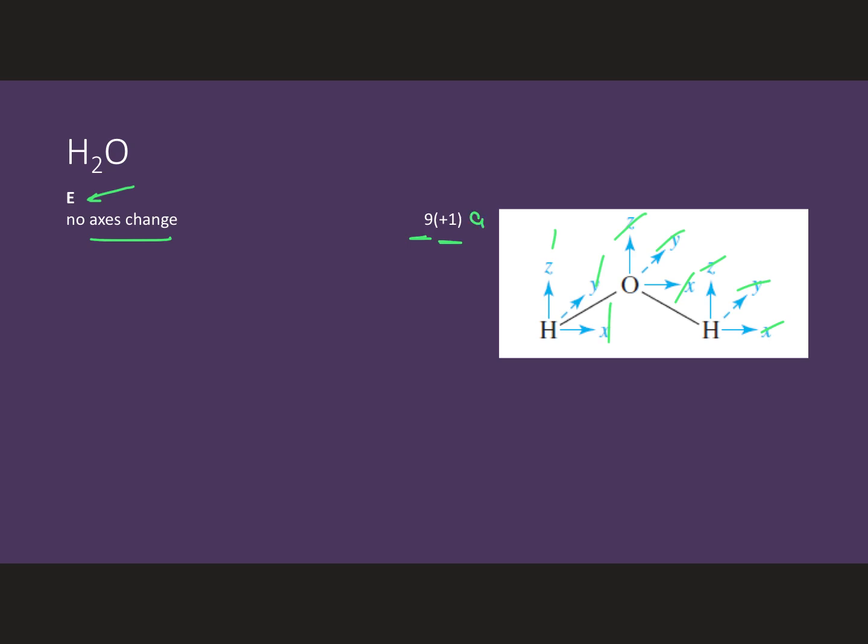So this is a total of 9 that I would have for my representation from E. Let's look now at a C2 rotation. Remember, that's our C2 rotation, and we'll notice that our H atoms are going to physically move out of position, so we're not going to care about what they are. Since they both move, all of those axes get zeroed out.